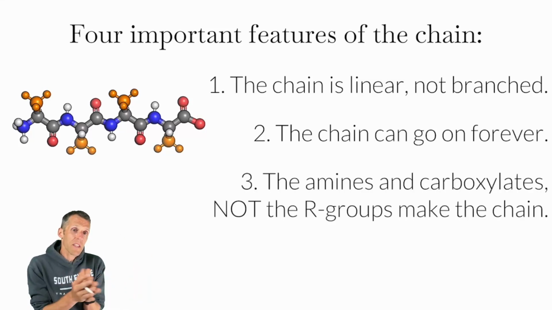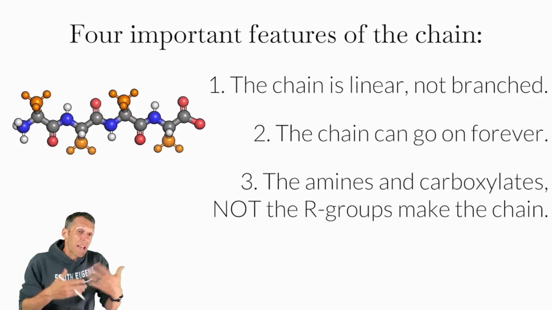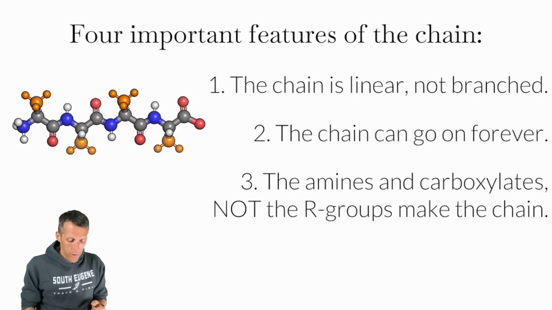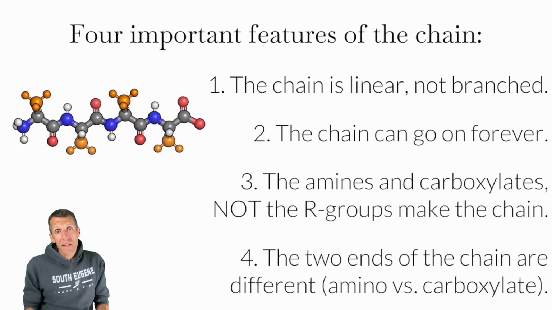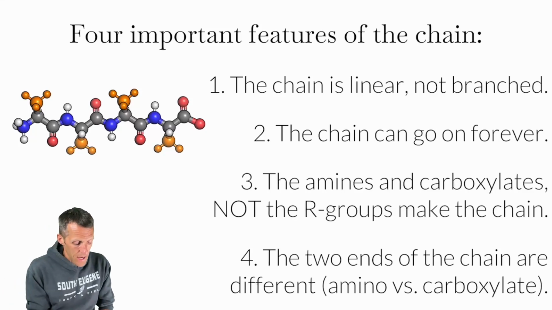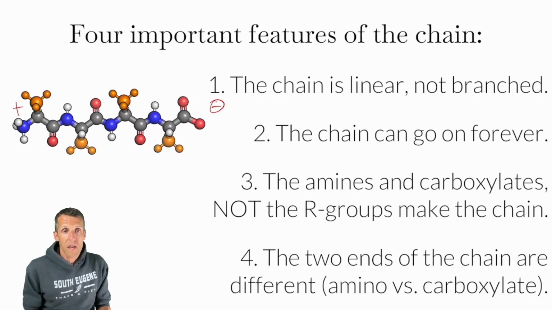It's the amines and the carboxylates, the backbone, not the side chains, that make these bonds. And that basically means I can add any amino acid, right? There's no amino acid I'm going to add that's going to prevent the chain from growing further. And finally, the 2 ends of the chain are different, right? I've got a positively charged amino terminus and a negatively charged carboxy terminus, and these are different.